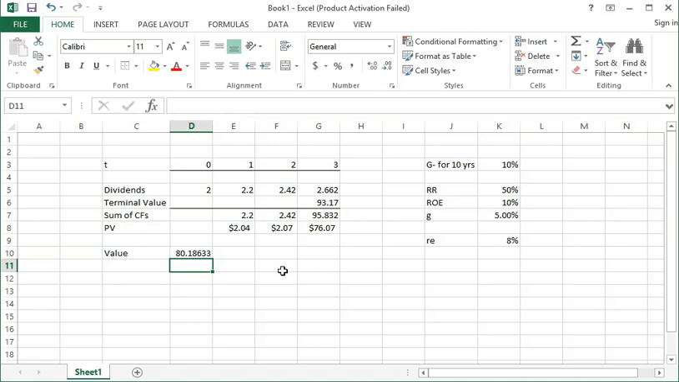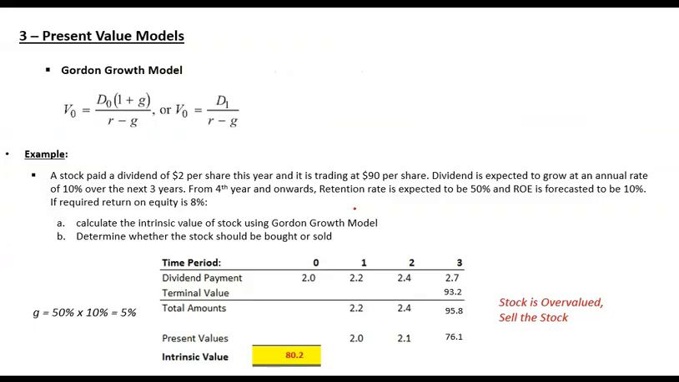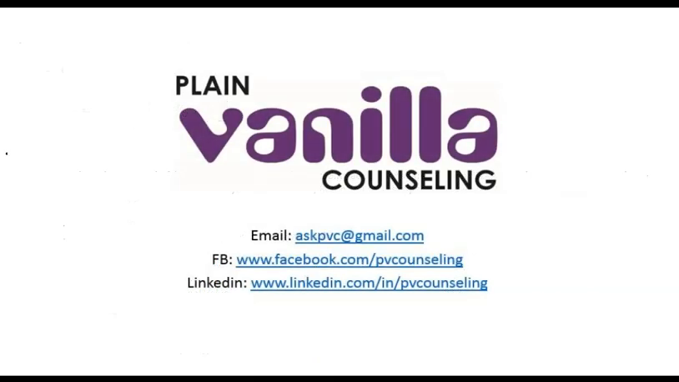Any problem so far? So 80.2 is your answer. This is how we do it, and then you compare it with the current price, which is $90. The current price is high, that means your value is low and the price is high, which means it is overvalued and you should sell.